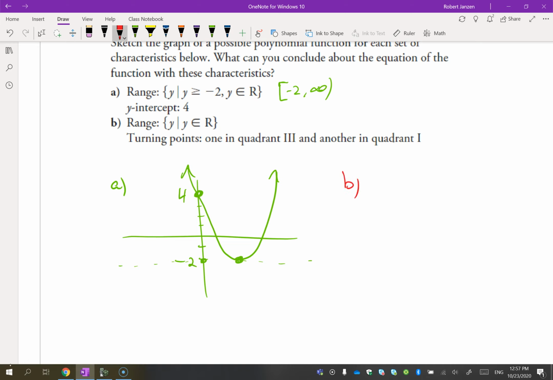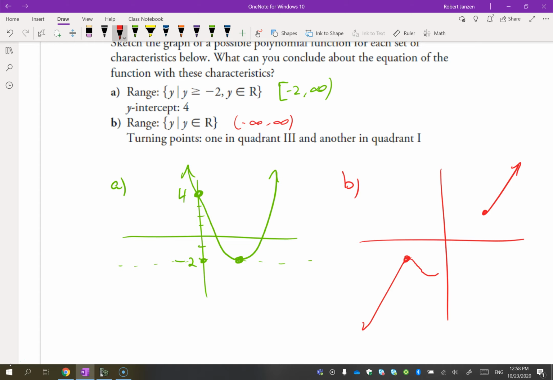This one says the range is any real number, so this is from -infinity to infinity. And it has turning points, one in quadrant 3 and another in quadrant 1. So in quadrant 3 is here. Let's say this is a turning point, and we have a turning point here. Okay, and it says the range is from -infinity to +infinity. So we want to end up going like this and like this. Maybe, and these are supposed to be turning points, so maybe we'll turn here like this.